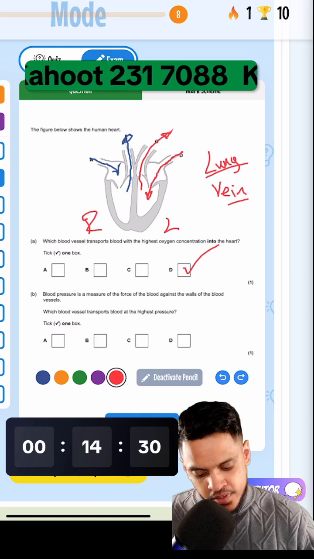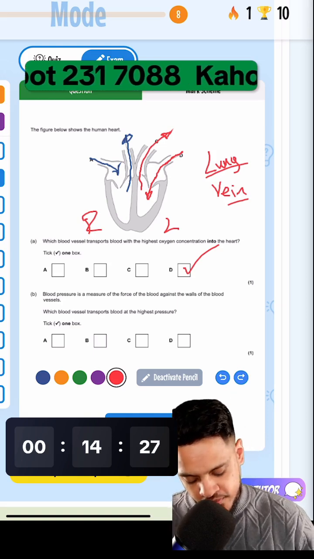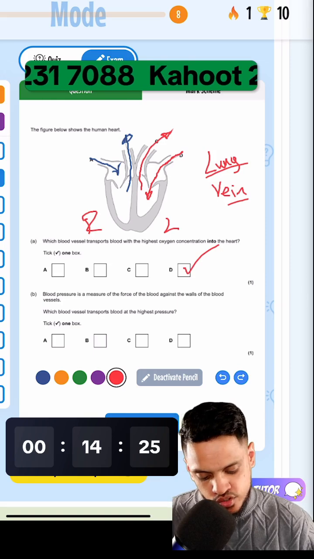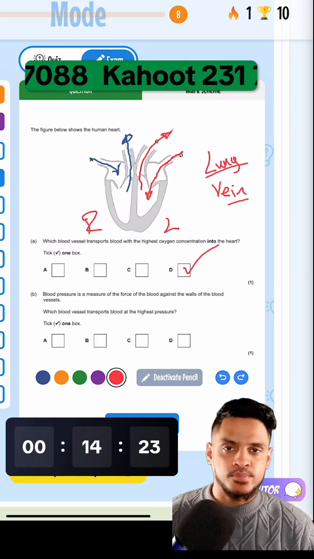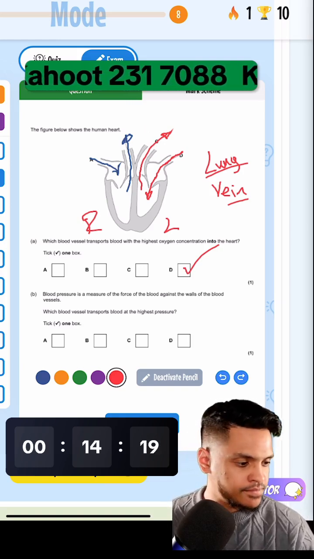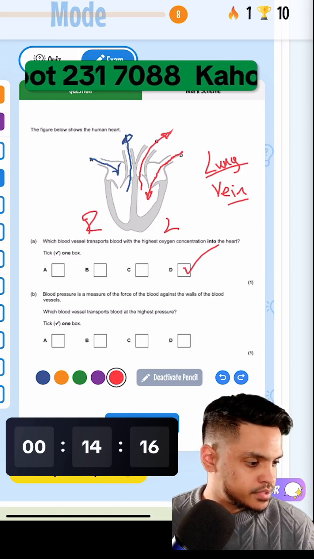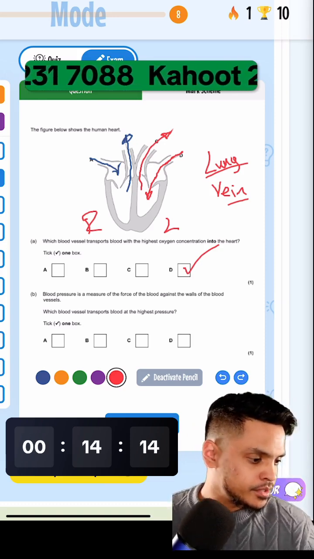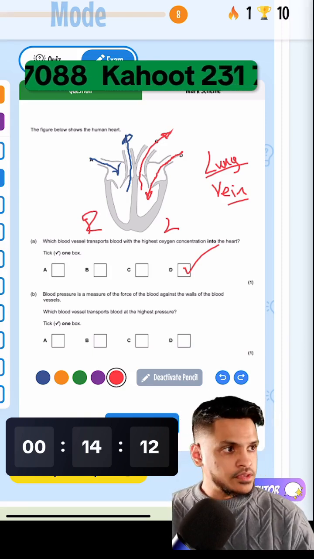Blood pressure is a measure of the force of the blood against the walls of the vessels. Which blood vessel transports blood at the highest pressure? So there's 3 different types of blood vessels that you can have. What are the 3 types? What do you guys think? So we got an answer saying B.